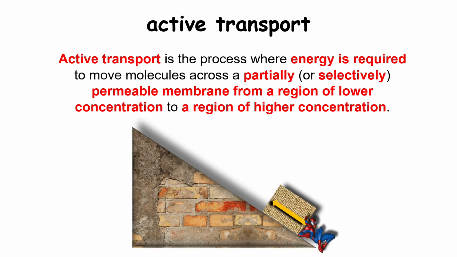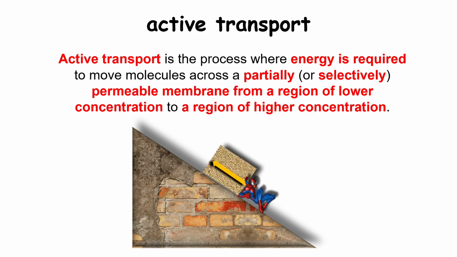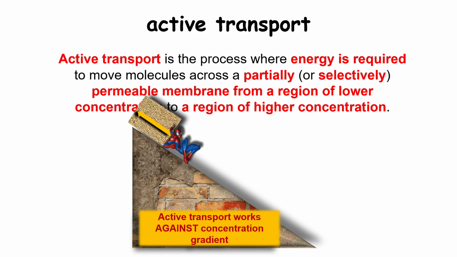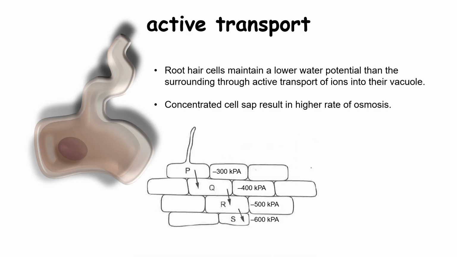Active transport requires energy from respiration to move molecules from lower concentration to a region of higher concentration. A partially permeable membrane is always required. This occurs in places such as root hair cells, where ions are pumped into the vacuoles to cause them to be concentrated, hence having lower water potential than the soil, enabling them to absorb water.